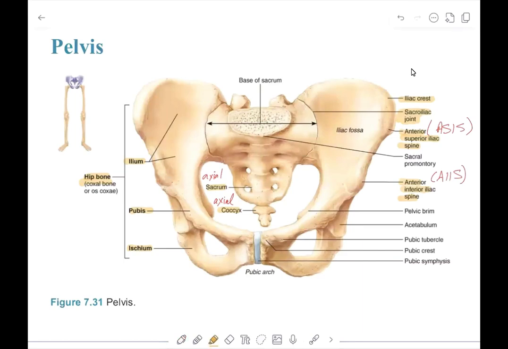On the side of the hip bone, we have the acetabulum. The way I remember that is I always think, I don't say it, but I think, kiss my acetabulum. And that will help you to remember where it's located. Between the two pubic bones is the pubic symphysis, and that is also fibrocartilage, just like the fibrocartilage that we saw in the intervertebral disc.